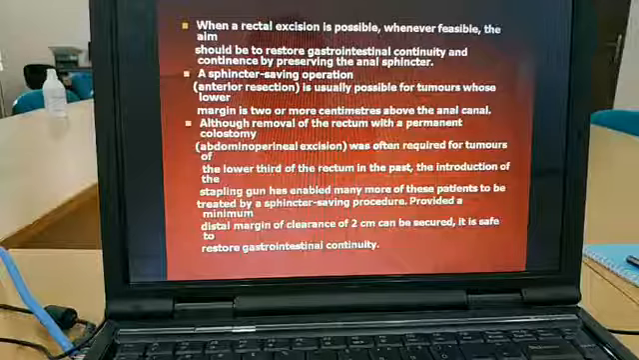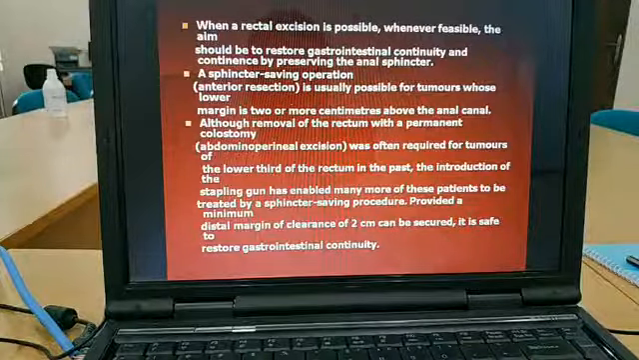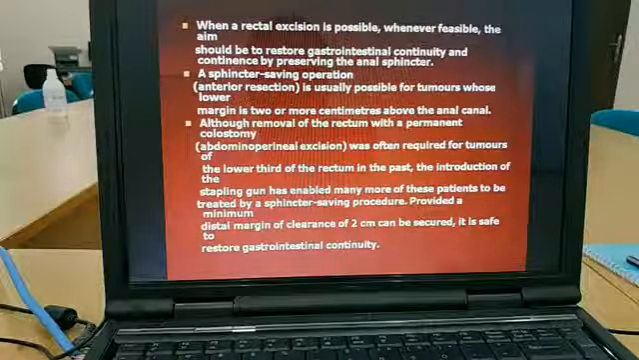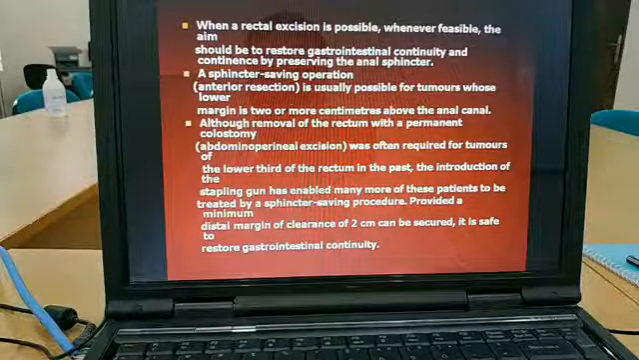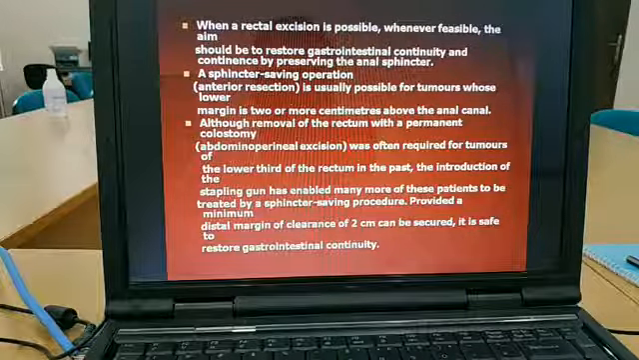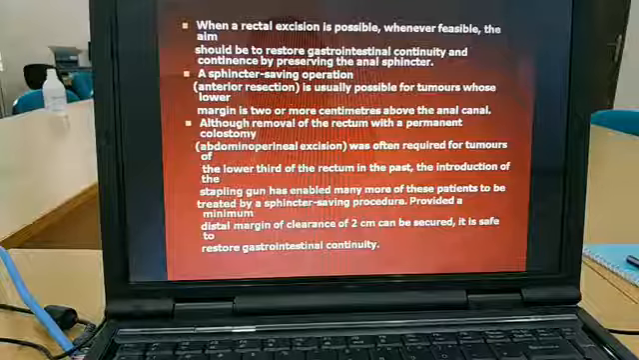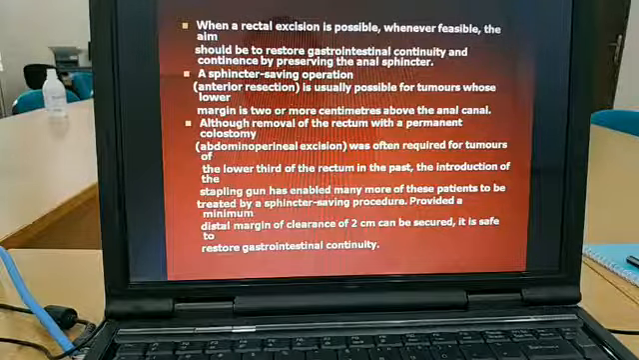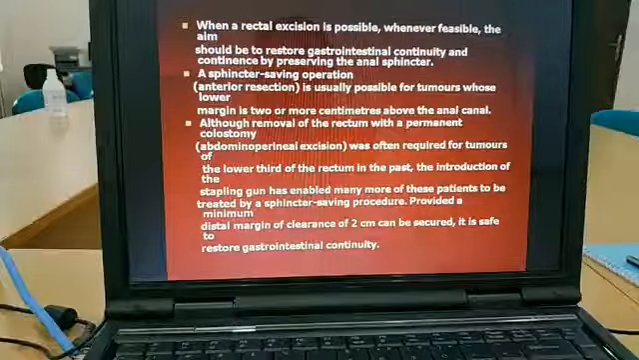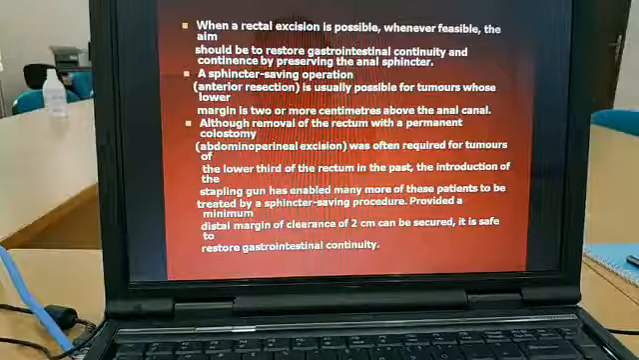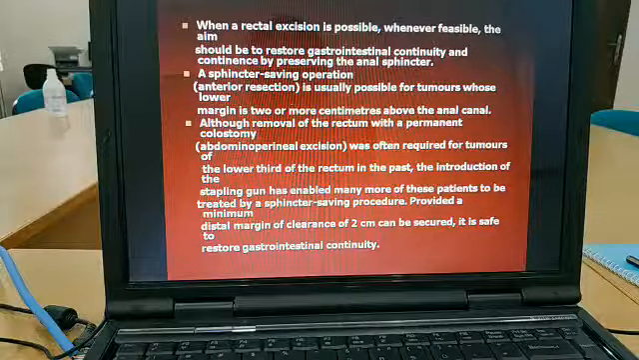Because if the sphincters are destroyed by the tumor or surgery, the patient will develop fecal incontinence, and that is not acceptable to the patients, and not acceptable to the attendants or family. So it is a very big problem. So we have a few options. The name of this operation is called anterior resection.